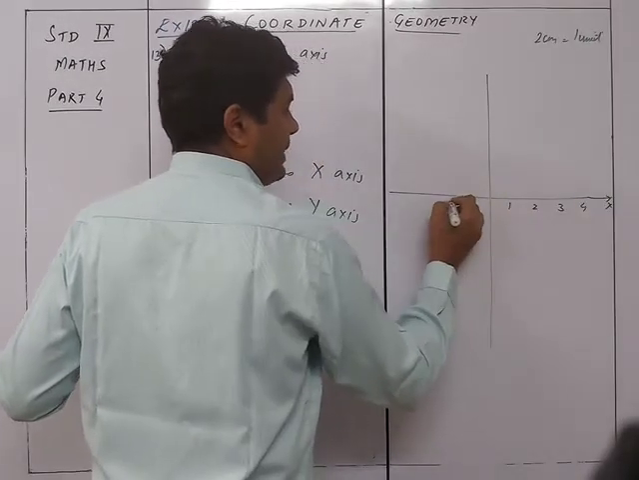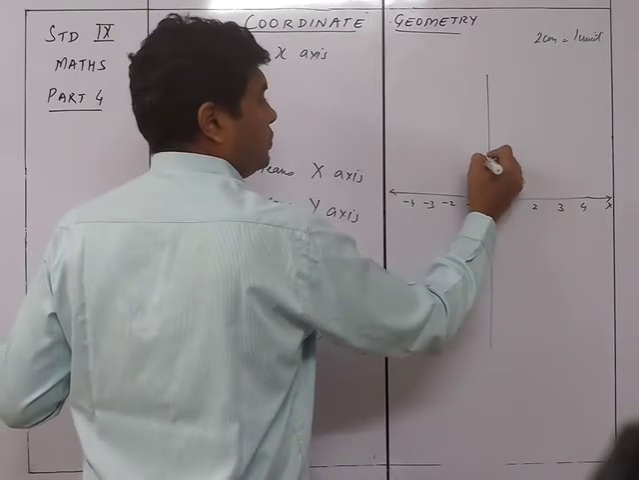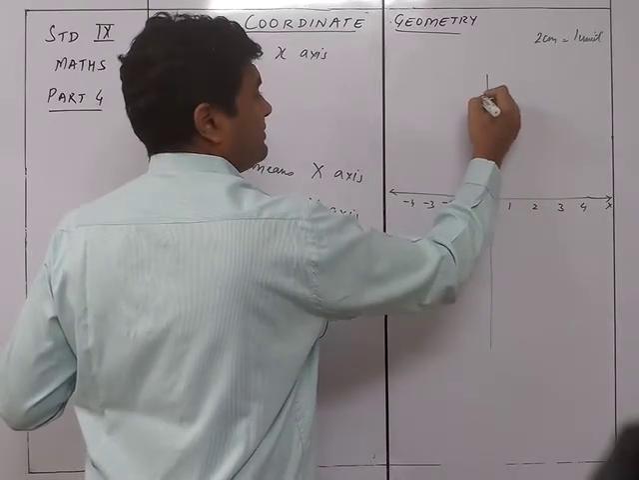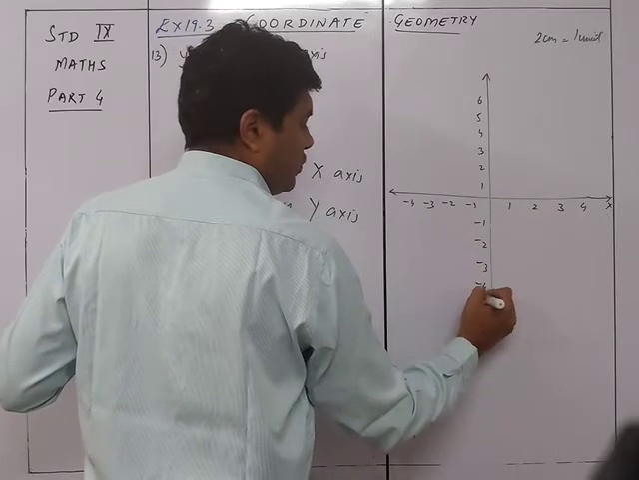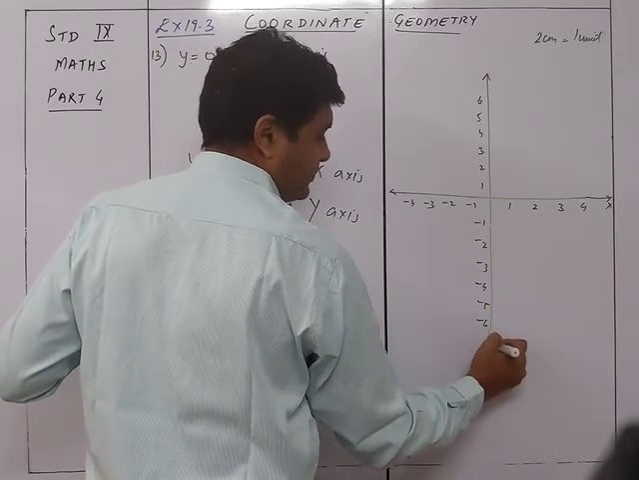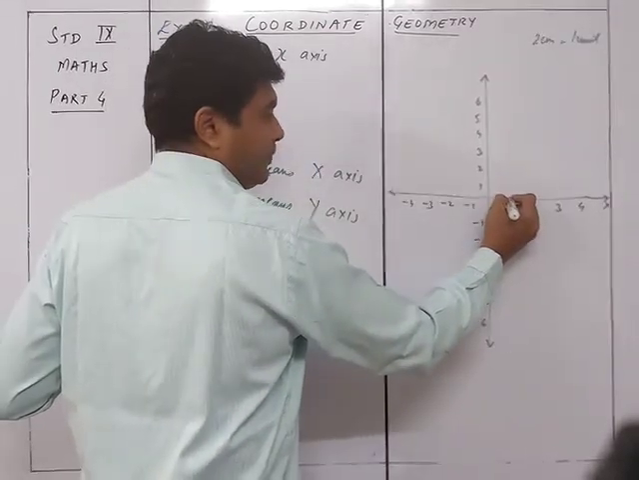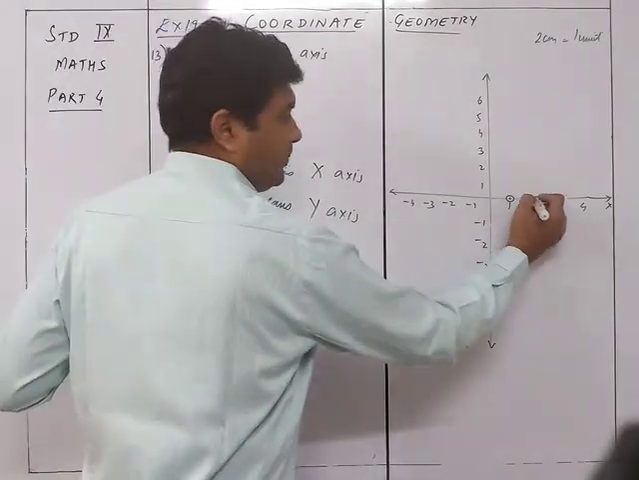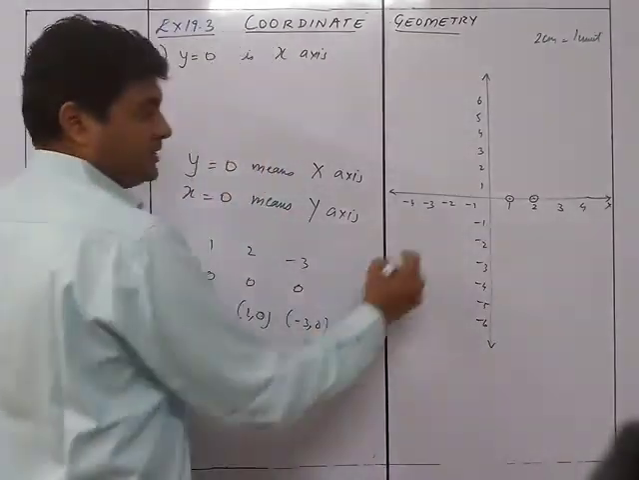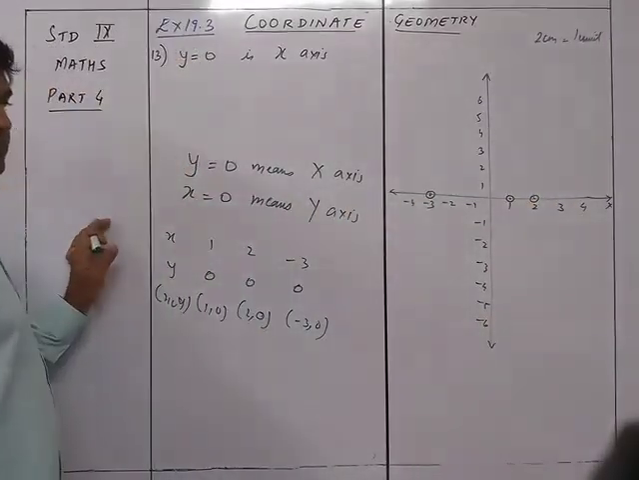This is minus 1, minus 2, minus 3, minus 4. This is 1, 2, 3, 4, 5, 6. This is minus 1, minus 2, minus 3, minus 4, minus 5, minus 6. So you can see that if I plot these points, 1, 0, where will it come? This point. Okay. 2, 0, where will it come? This point. 3, 0, where will it come? This point. So you can see that that is nothing but the x-axis.